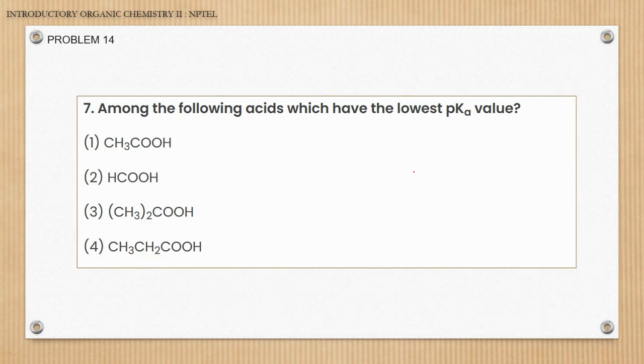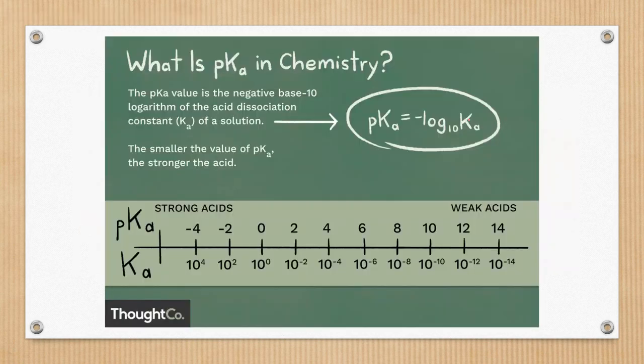So now coming to problem number 14. In problem number 14, they are asking which among the following acids has the lowest pKa value. So now you have to answer according to the pKa value. What is pKa and how is it related to Ka? First you need to know that. I have told you Ka is the dissociation constant for the acid and pKa is the negative log of this Ka.